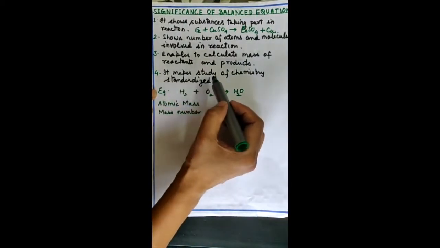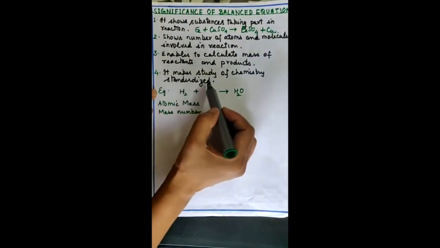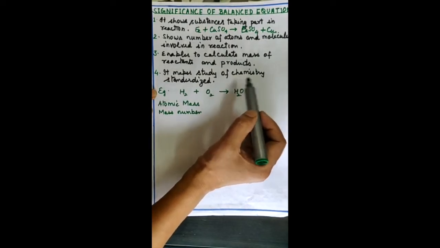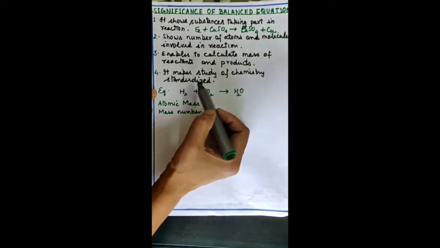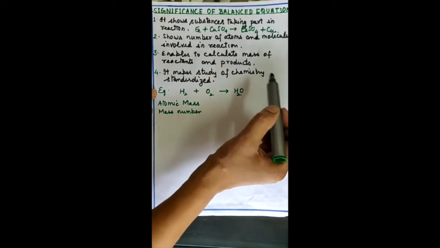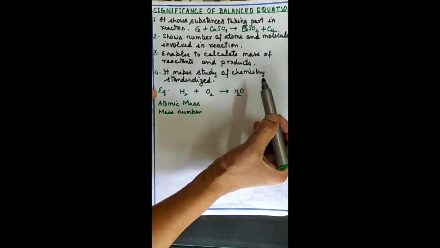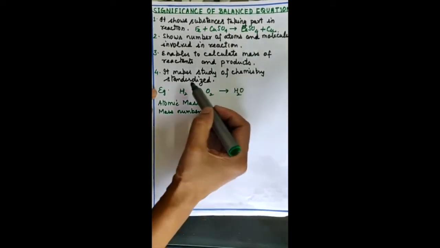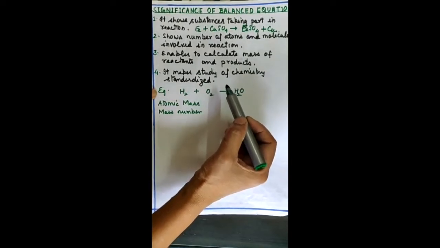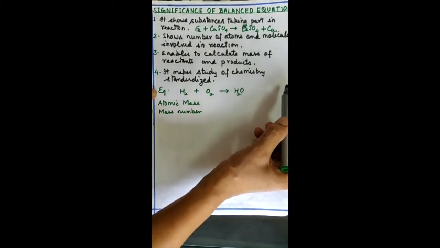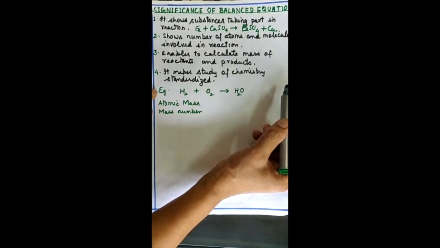And fourth, it makes the study of chemistry standardized universally. It means throughout the world now chemical equations are written in balanced form only because they help to do all the qualitative as well as quantitative analysis and research work.